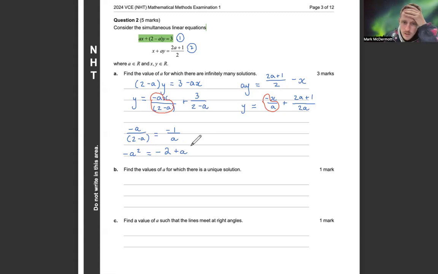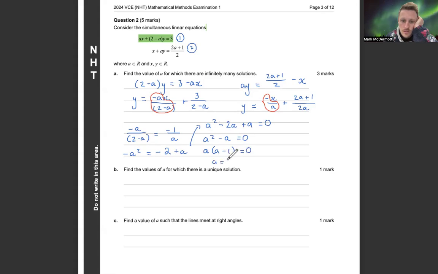Okay, this was a quadratic that needs to be solved. So I'm going to run out of space. Let's make the a squared positive. It's going to be a squared minus 2a plus a equals 0. So what's that? A squared minus a equals 0, in which case, if we factorize that, we get a times a minus 1 equals 0. So either a equals 0 or a equals 1.